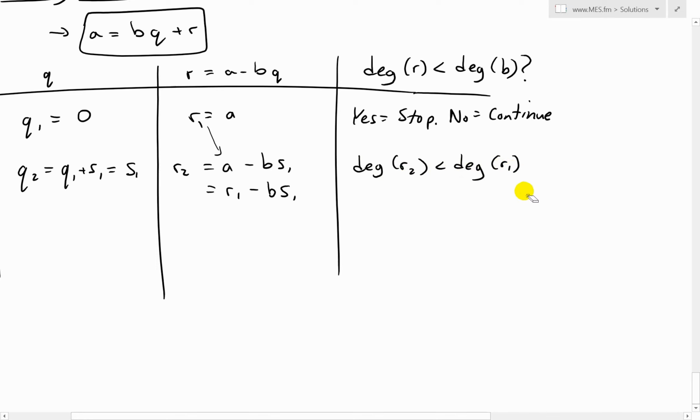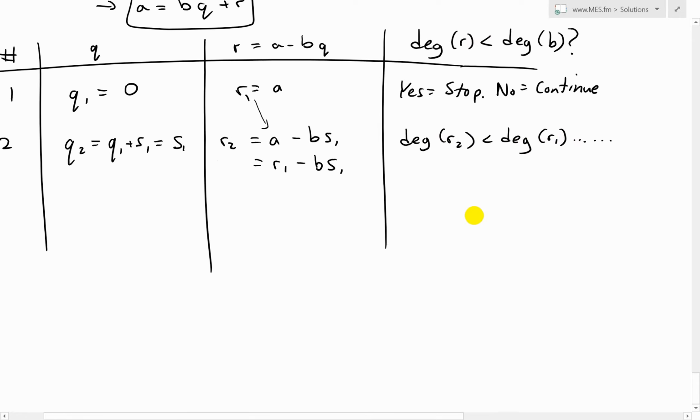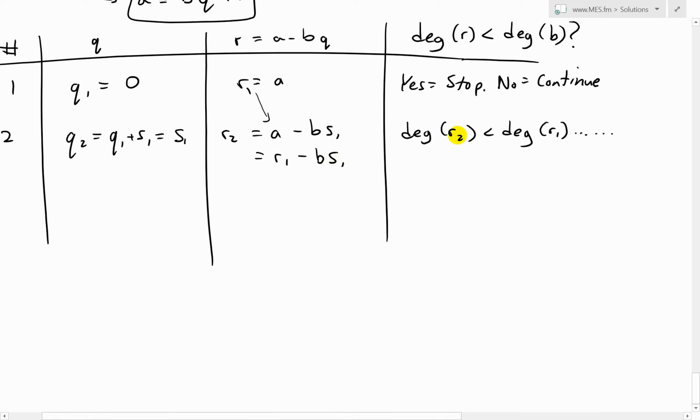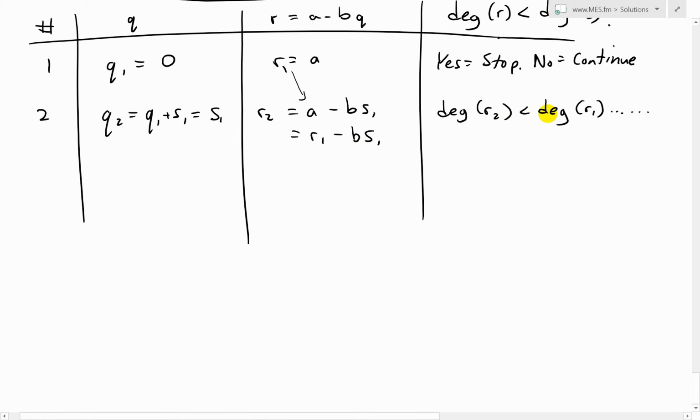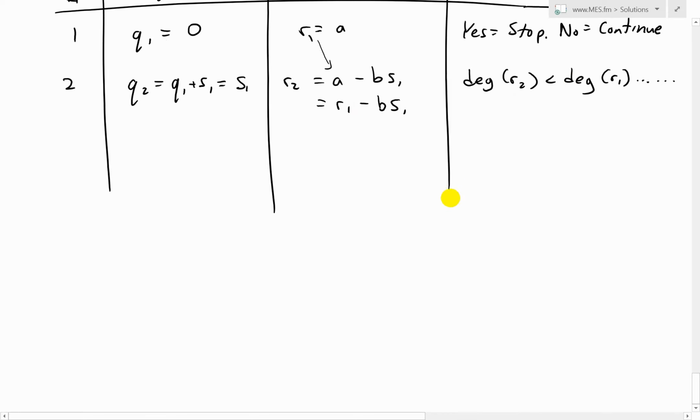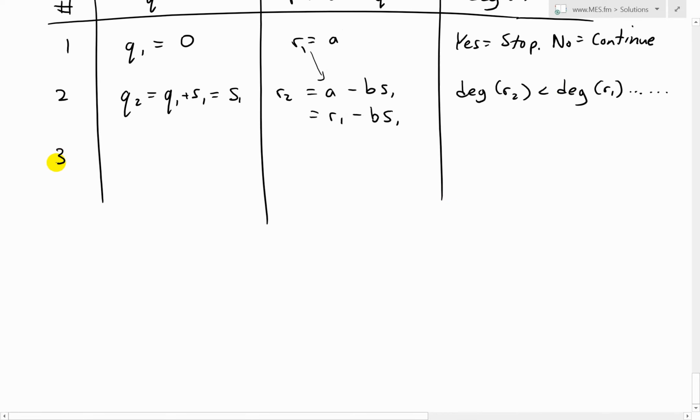Now we just check if it's less than the degree of B. If it's yes, we stop. If it's no, we continue, dot dot dot. With the way we chose S_1, we always ensure that the next remainder has a lower degree than the previous one, and eventually it'll be less than B. Then the next step here, Q_3 equals, well, we just add another S value.